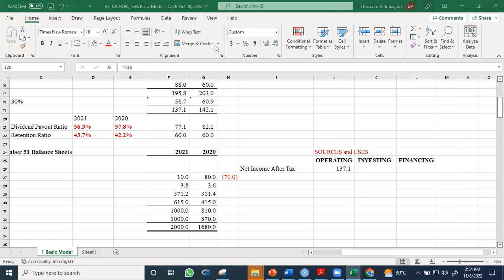And why is that? Why is that not equivalent to cash? What's the reason, class? What's the reason why that is not equal to cash? Anyone? You may unmute yourself. Why is that not equal to cash?